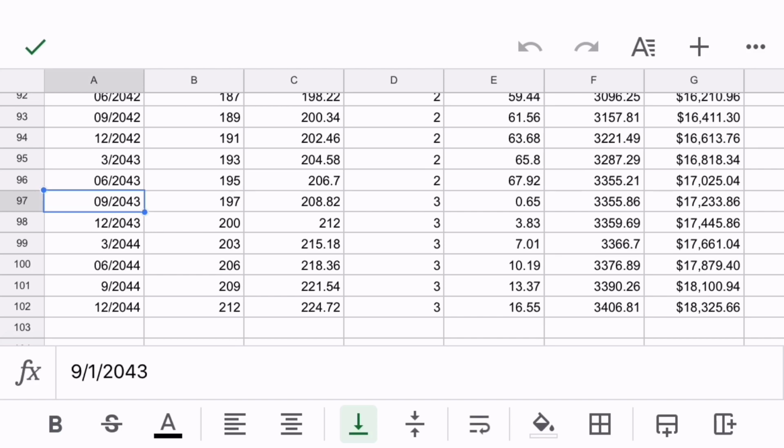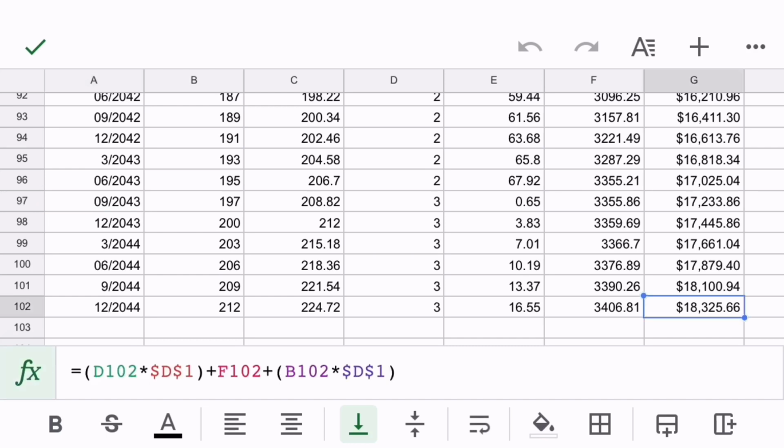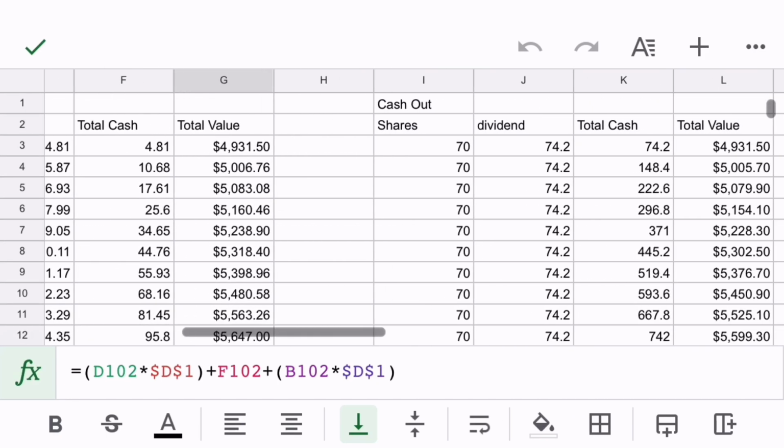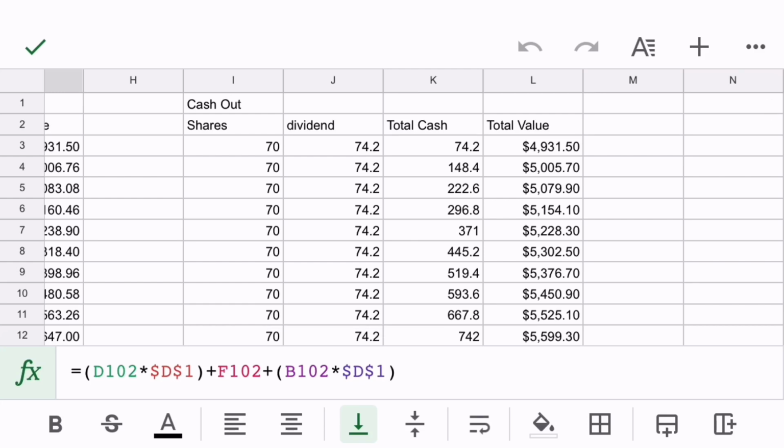I just stopped it at 2044, but this can continue for a lot longer, and we can continue to earn a lot more in investments. So that is the DRIP. Now let's take a look at our cash out option.